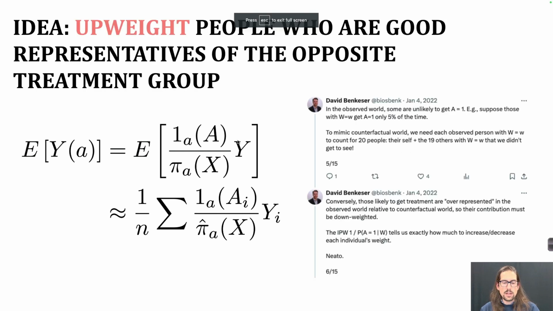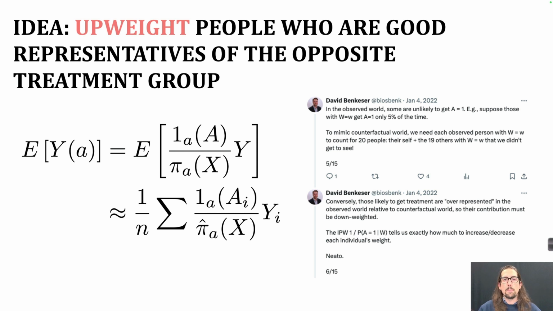Now, the intuition here is, what are these weights doing? What they are doing is upweighting people who are good representatives of the opposite treatment group. So David Benkeser, who's a professor at Emory, I think, has this nice tweet. He says, okay, in the observed world, some people are really unlikely to get the treatment. So suppose that in a particular stratum of the population, only 5% of the people get the treatment. In the counterfactual world, everyone is getting the treatment, okay? So what we need is for that one person in our observed data set to represent what would have happened to the other 19 people who are in the same stratum of the population.